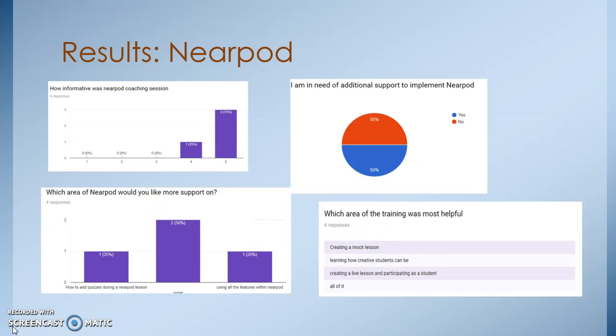Nearpod was also ranked an informative coaching session. However, 50% or 2 teammates needed more support in order to fully implement, based on the responses they needed support on, including quizzes and all of the features. This information I decided to redeliver on an individual basis to provide each of the tools to implement. The most helpful part of the lesson was the hands-on coaching session.